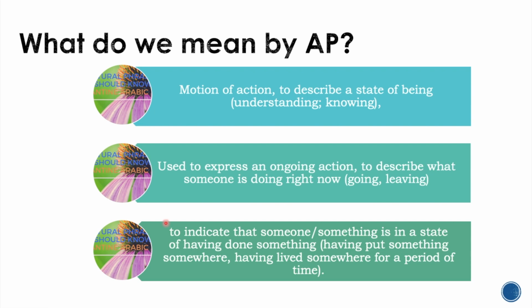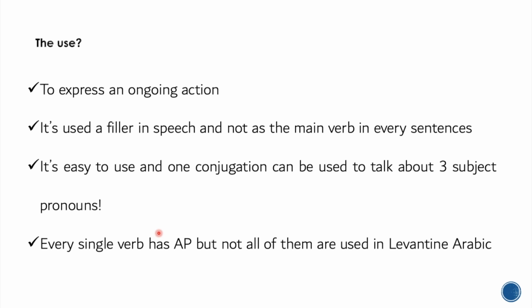Also, we use it to express an ongoing action, to describe what someone is doing right at this moment, like going, traveling, seeing, booking, watching, and so on. It is also used to indicate that someone or something is in the state of having done something, having put something somewhere, or having lived somewhere for a period of time. So this is what we mean by the active participle.